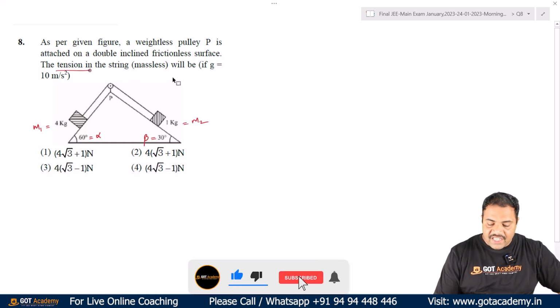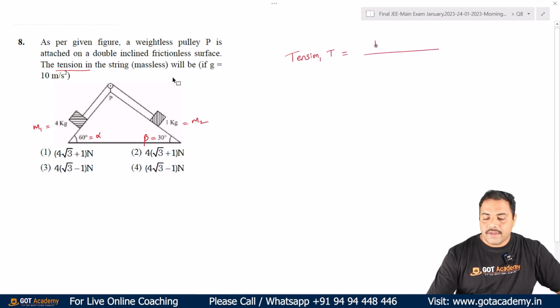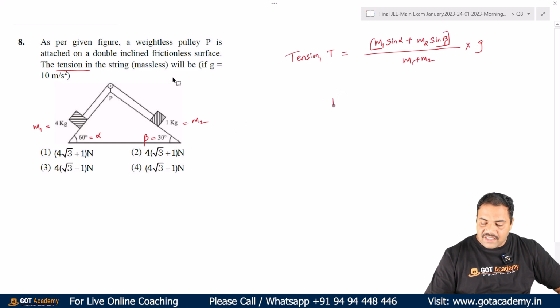So how to find the tension here? Tension T is equal to M1 sine alpha plus M2 sine beta by M1 plus M2, into G. So this is the direct formula. Look, my dear children, this is very easy if you know this formula, or else I'll go for the second method, that is derivation.